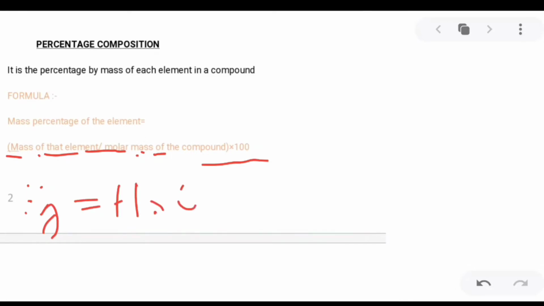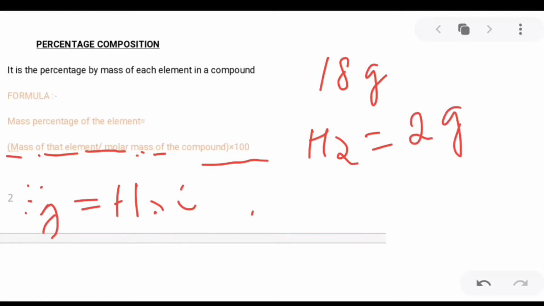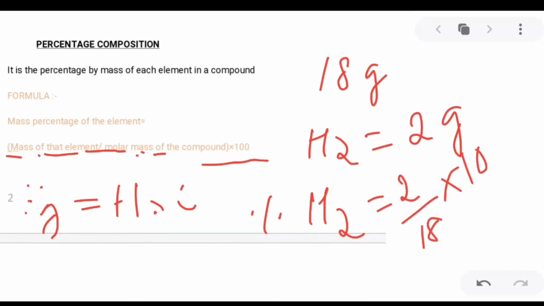What is the molar mass of H2O? The molar mass of H2O is 18 gram. Now we need to calculate the mass percentage of hydrogen. So mass of hydrogen is equal to 2 gram. Therefore percentage of hydrogen is equal to 2 by 18 into 100 is equal to 11.12%.